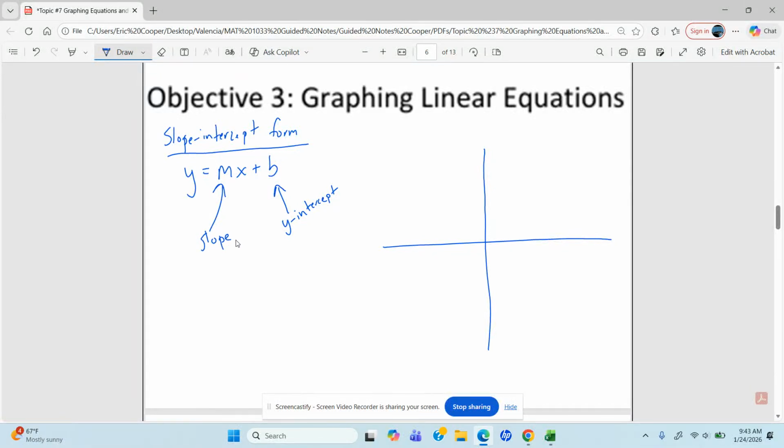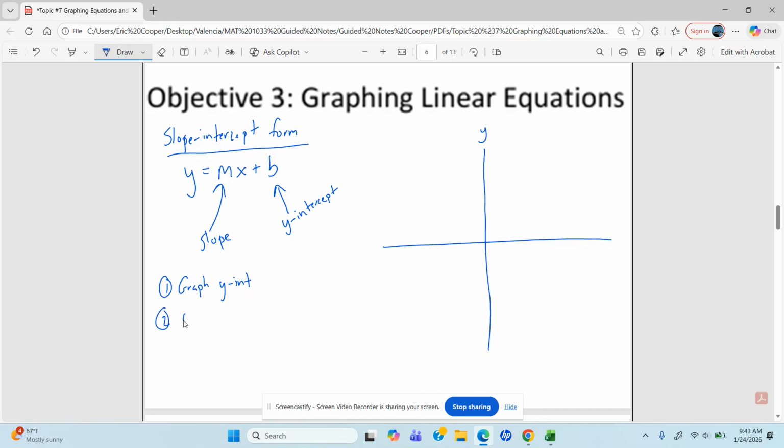The y-intercept is going to tell us where we start our graph, and the slope is going to tell us how we move. So when we go through and graph linear equations, we're going to follow two steps. The first thing we're going to do is graph the y-intercept. And the y-intercept should always be located on the y-axis. So our first point is going to be somewhere located along this y-axis here. If it's a positive y-intercept, it'll be located to the top. If it's a negative, it'll be located to the bottom.